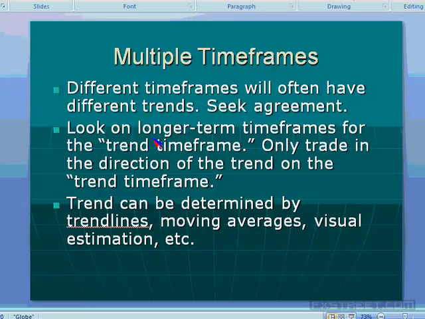Essentially, I look at longer term time frames for the trend time frame, and I would only trade in the direction of the trend on the trend time frame. I'll talk about that in a minute. Trends can be determined on a traditional technical analysis basis: by trend lines, moving averages, visual estimation, etc. That's basically what I do on a bar chart or a candlestick chart.